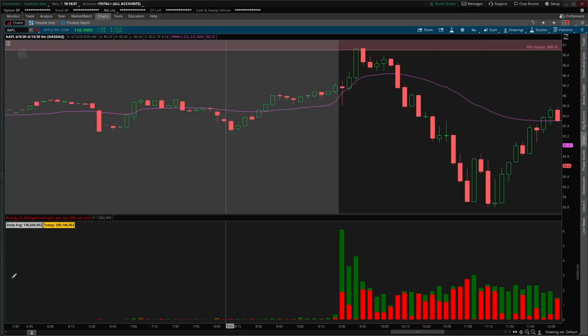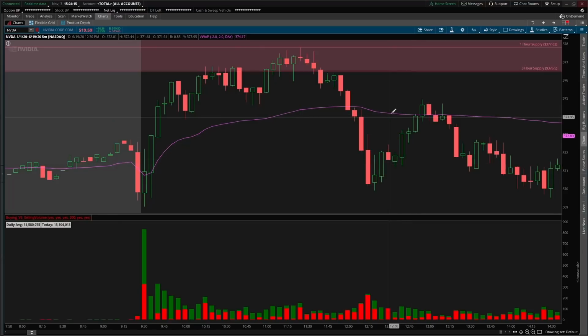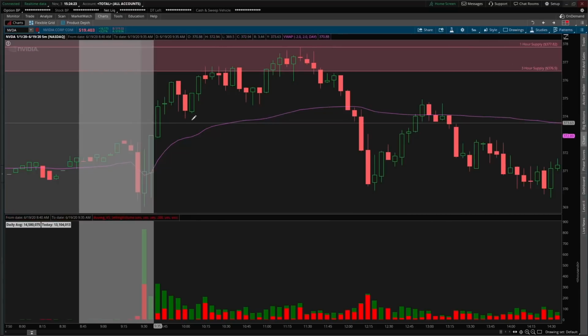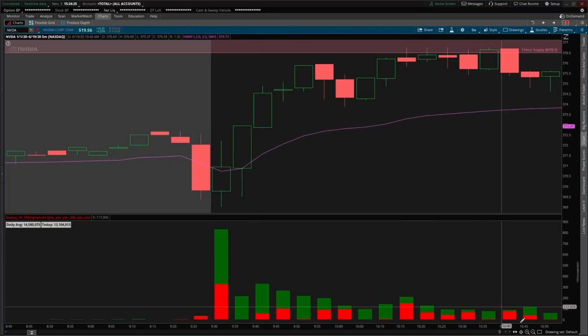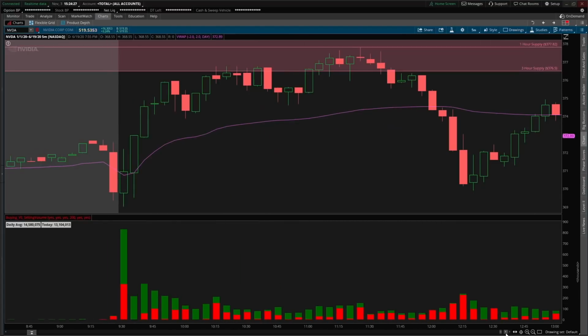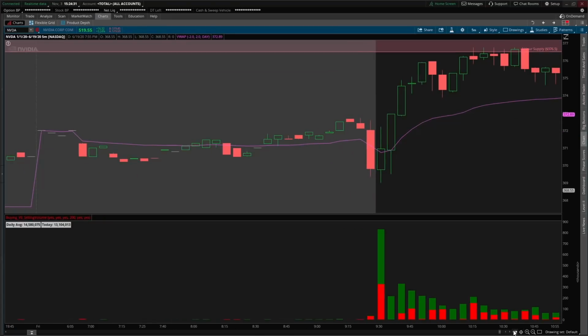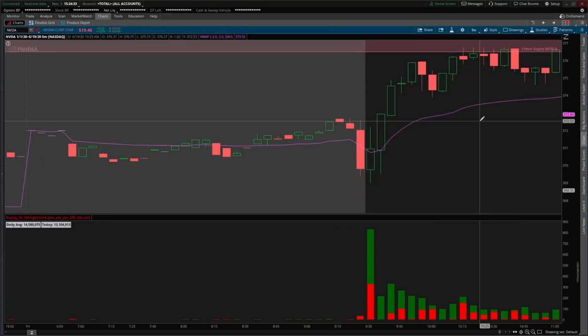Now I'm going to show you another couple examples, which is going to help you get the point a little bit better. So now we have NVIDIA here, which has a 3-hour supply zone and a 1-hour supply zone, which is inside of the bigger zone, which is the 3-hour. Now, the first time price rallies, if I zoom this in a little bit, I don't want to show you what happens later on. So the first time we touch the 3-hour supply zone, I want you just to dissect the volume a little bit.